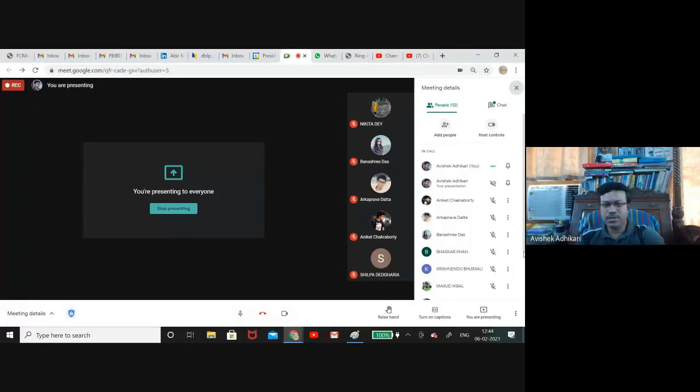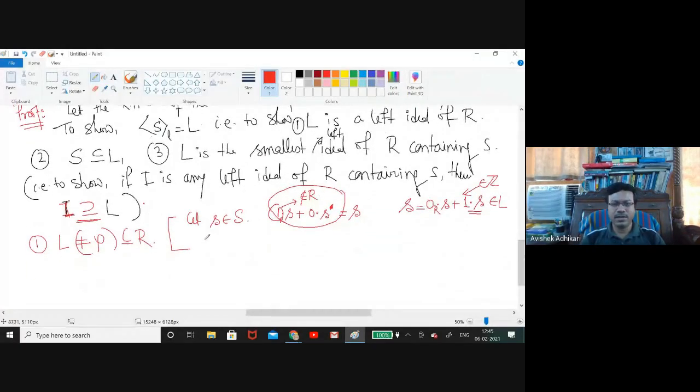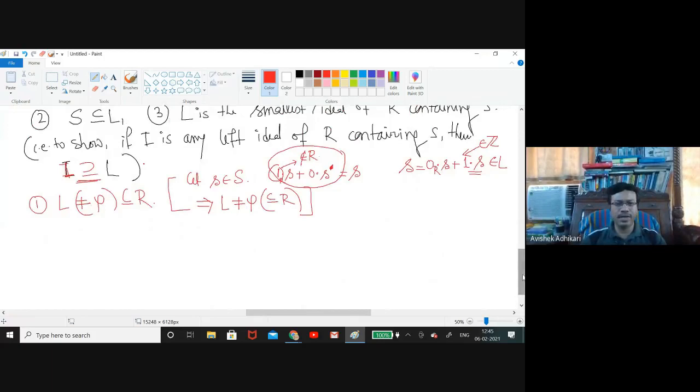Okay, so this element belongs to L, that implies L is a non-empty subset of R. So the first part is done. Then we need to show that this is a left ideal. That is very easy to prove. If I write this as roman 1, then I should write roman 2: L is a left ideal of R. How to prove that?